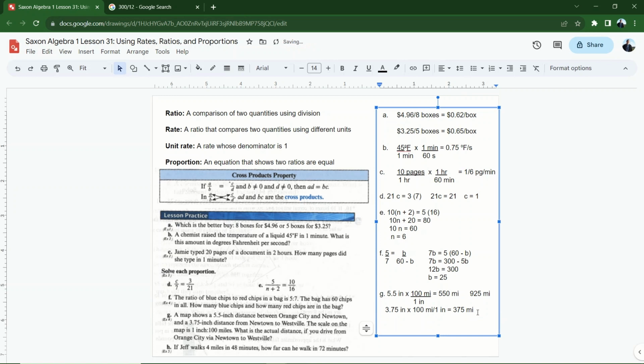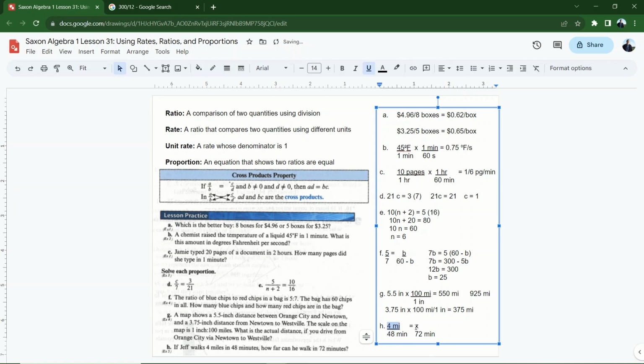All right, then lastly, letter H. We're at the very end here. If Jeff walks 4 miles in 48 minutes, how far can he walk in 72 minutes? Now, this one, you could figure out a unit rate, miles per minute, and use that. Or you could just make a proportion. 4 miles over 48 minutes. That's going to equal, let's see, X miles. We don't know how far he goes in 72 minutes, but over 72 minutes, okay? And that is going to be my proportion that I'm going to solve.